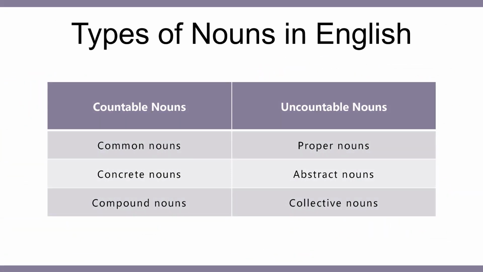In general, English nouns can be further categorized into 8 types: countable and uncountable nouns, common and proper nouns, concrete and abstract nouns, as well as compound and collective nouns. Let's look at each type of noun with examples.